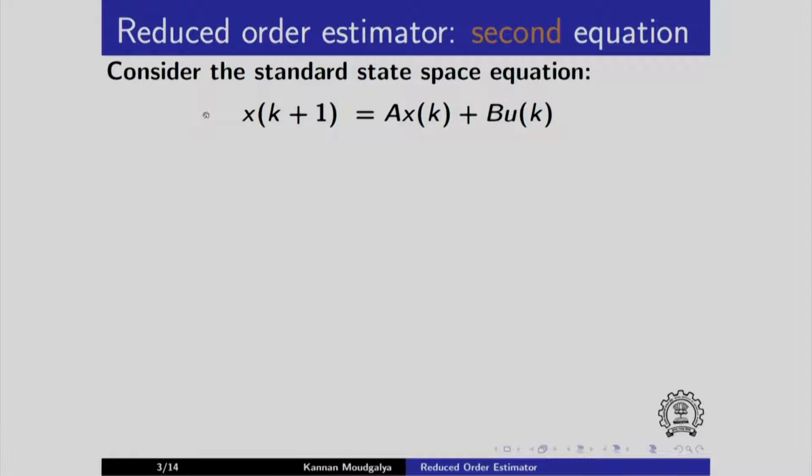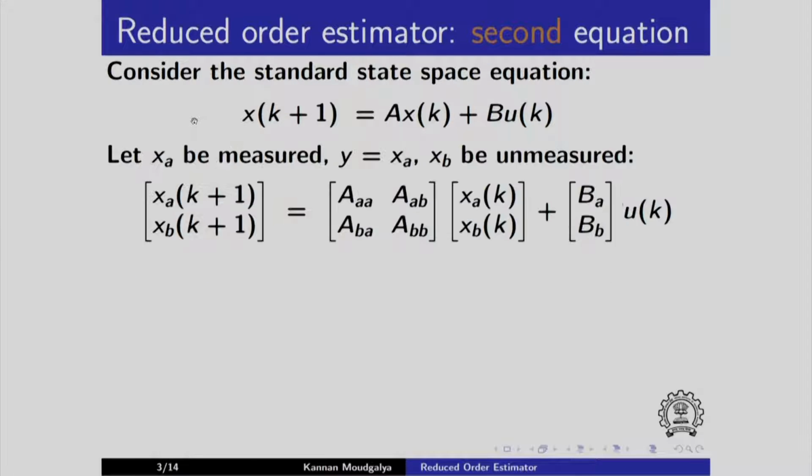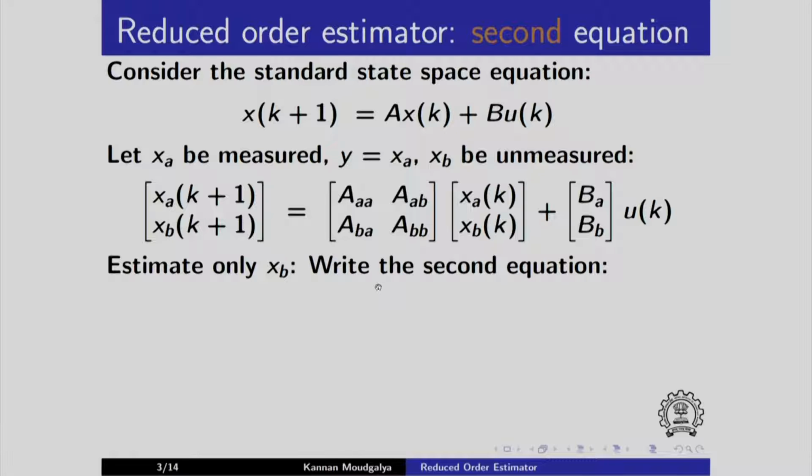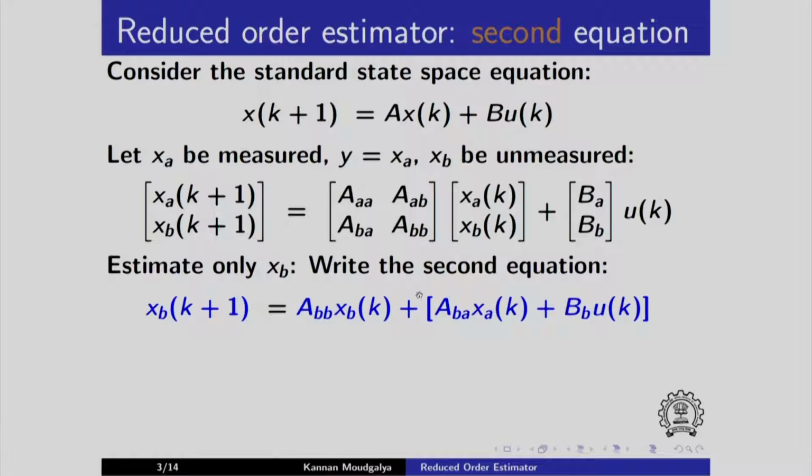Consider our standard state space equation. Suppose we measure XA and XB is not measured, where XA and XB are the same states split into two. We get the corresponding two equations here. So let's estimate only XB. We will use XA as it is. So let's rewrite the second equation as given here.